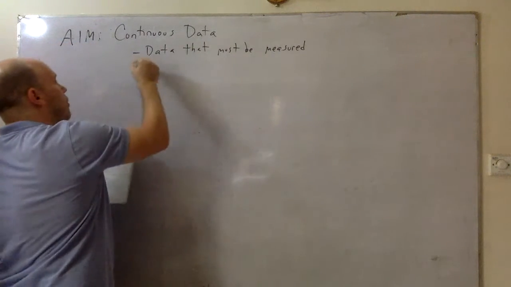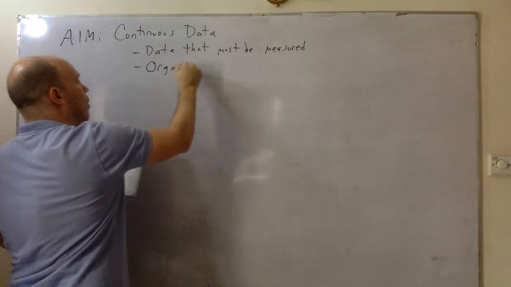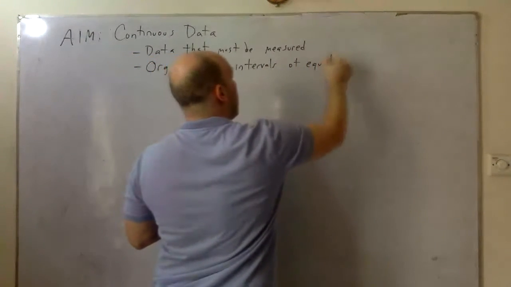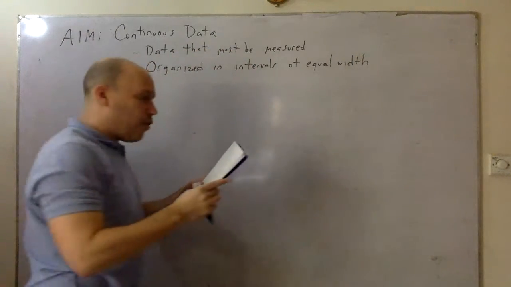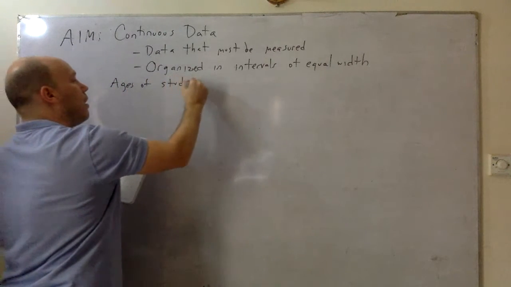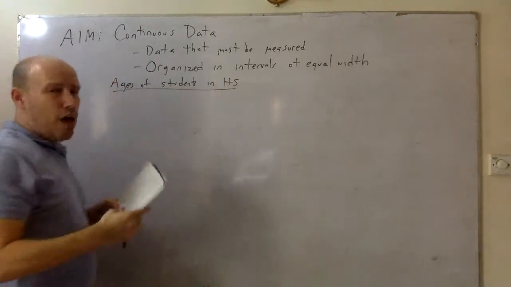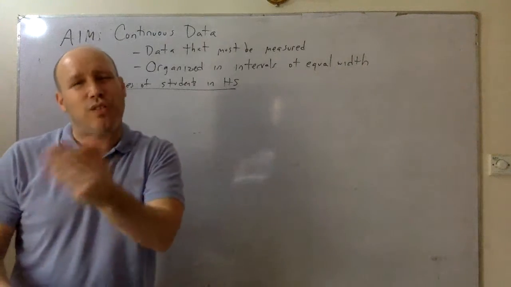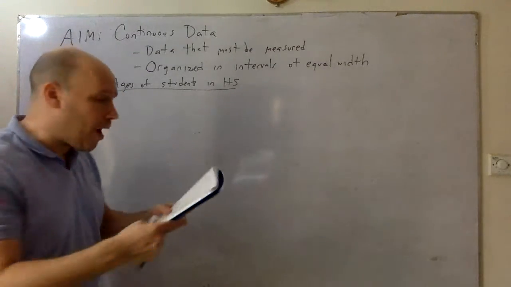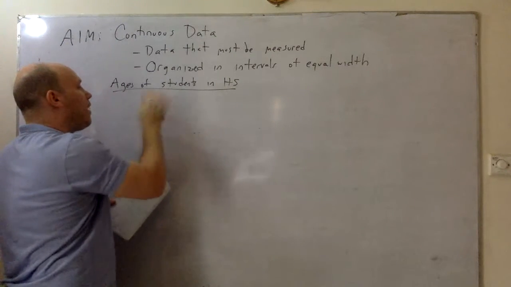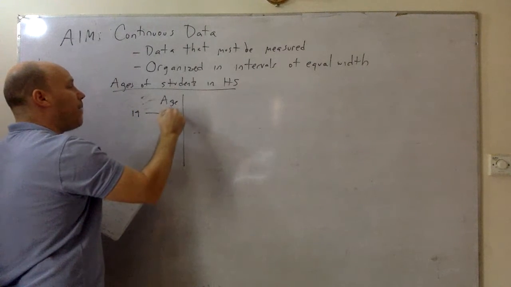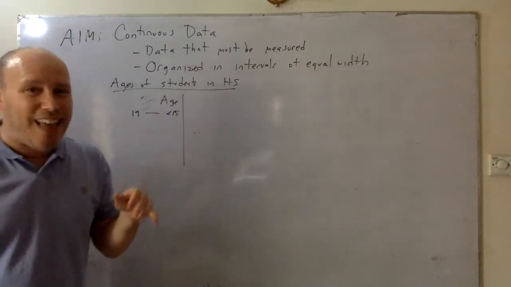So it's going to be organized in intervals of equal width. For example, let's talk about the ages of students in high school. Everyone's either 14, 15, 16, or 17, but I want a better representation of 14 years old. So over here on the column of age, I'm going to write 14 to less than, but not equal to, 15.